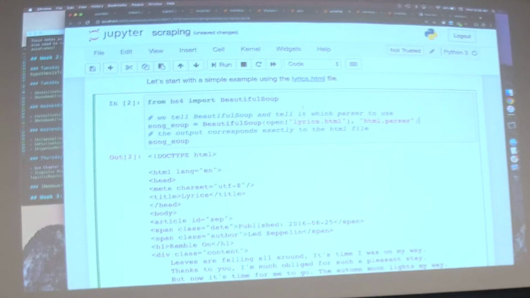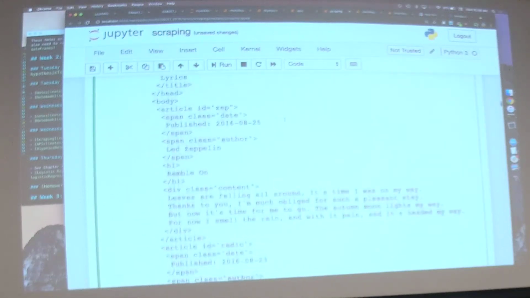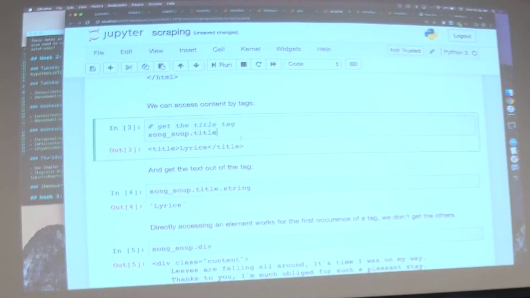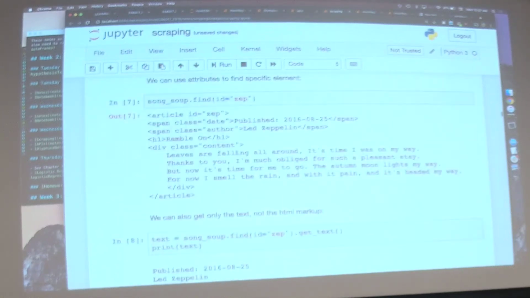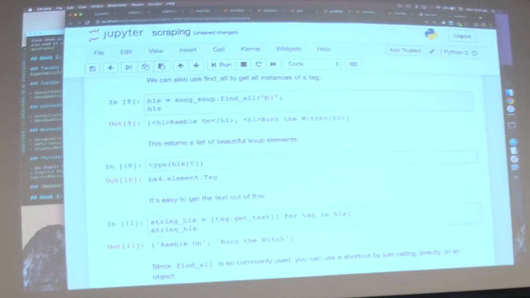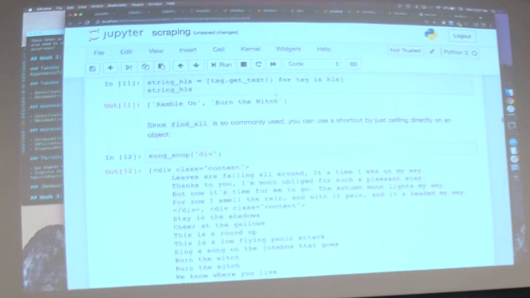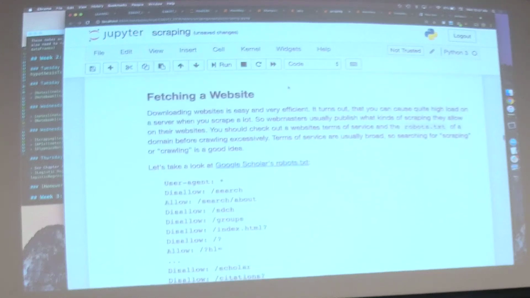This is just an HTML file that's local. You can extract fields, kind of the same way you would in JavaScript. It's slightly different syntax, but you can extract tags and divs, look up things by ID, and get things by attribute or tag type, all that sort of stuff. So I'm not going to spend a lot of time on that.